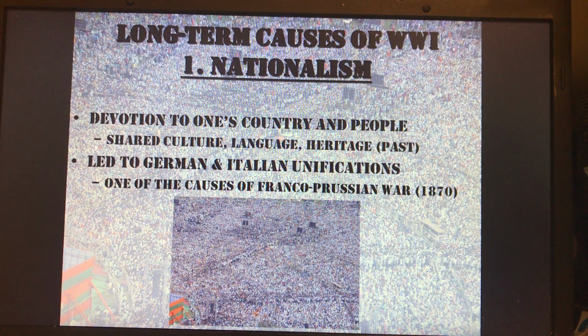Now, in general, nationalism is a devotion to one's country and people. They share a culture, they share a language, they may share a heritage or a history. Any one of these can lead to a feeling of nationalism. Now, nationalism led to German and Italian unifications. Unification meaning the grouping or coming together of different parts into a united single part.